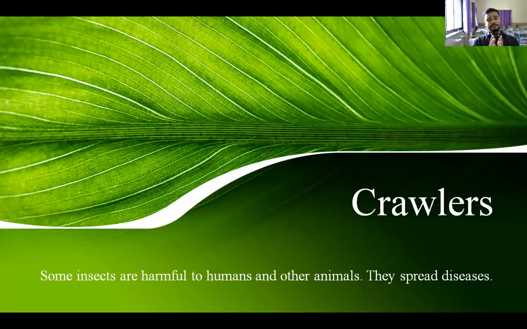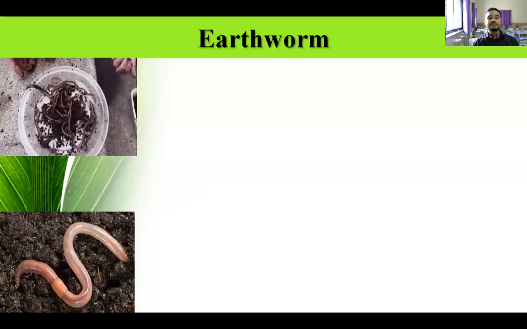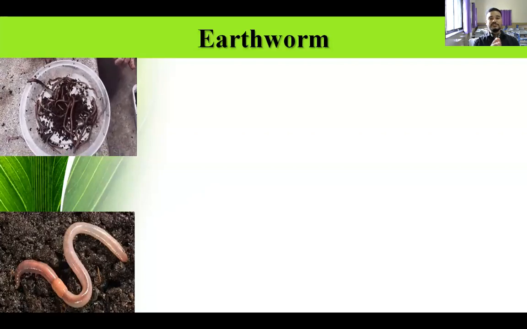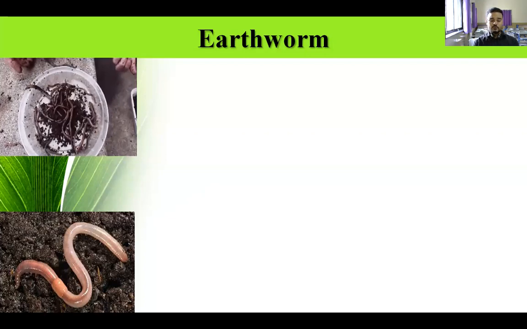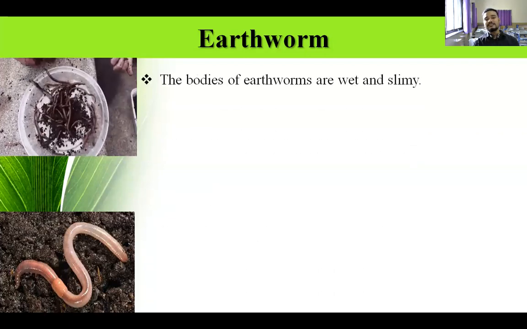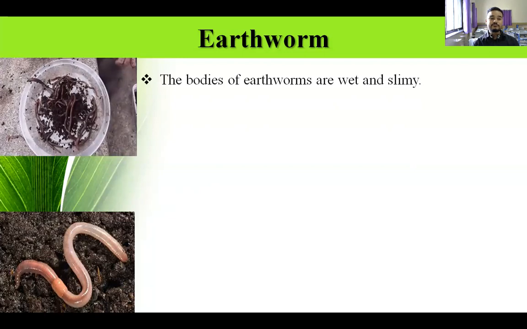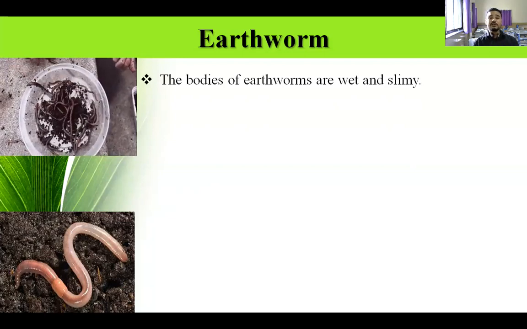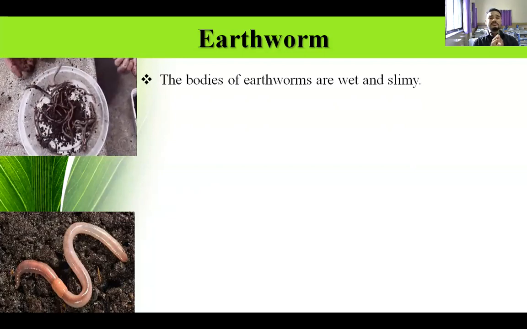Now, during the start of this lesson, I told you that some insects fly, some can crawl. So now we are going to see the animals which crawl. First on that list is the earthworm. You can see in the figure, the bodies of earthworms are wet.